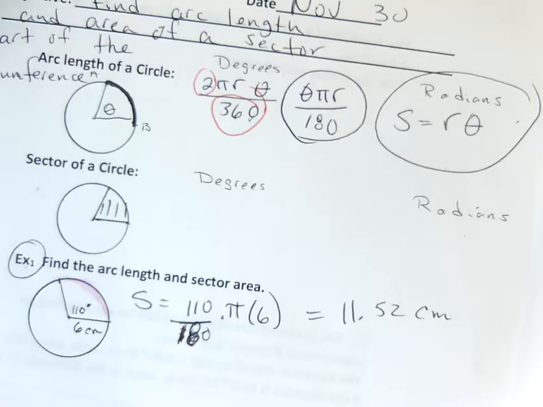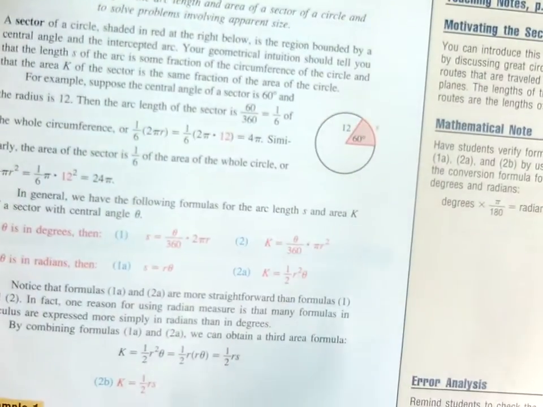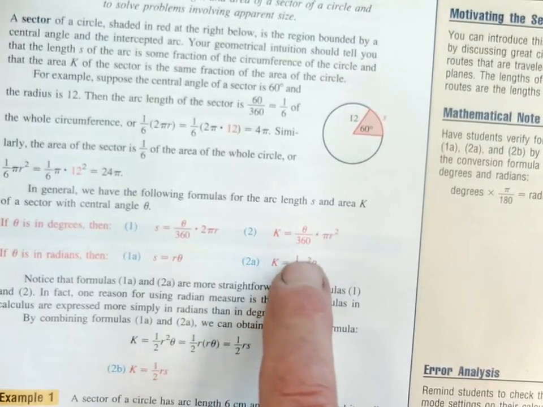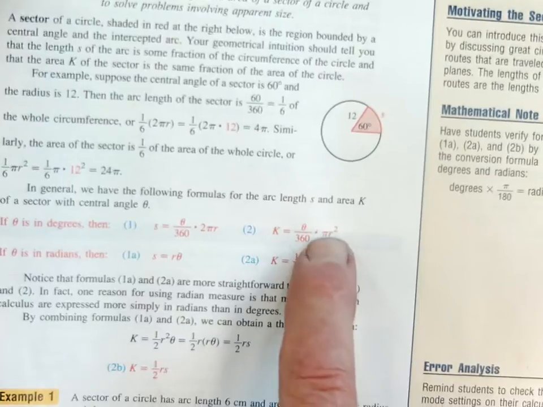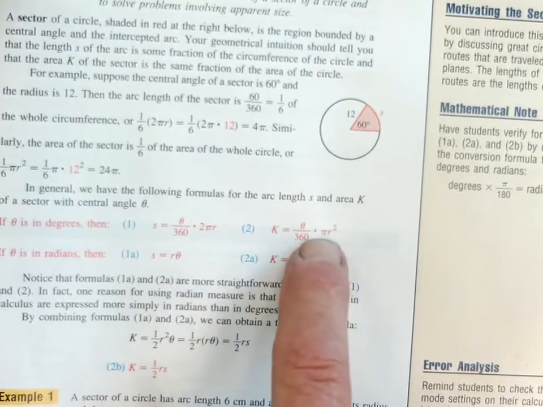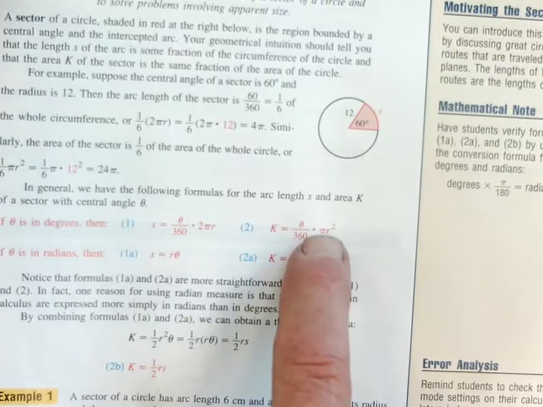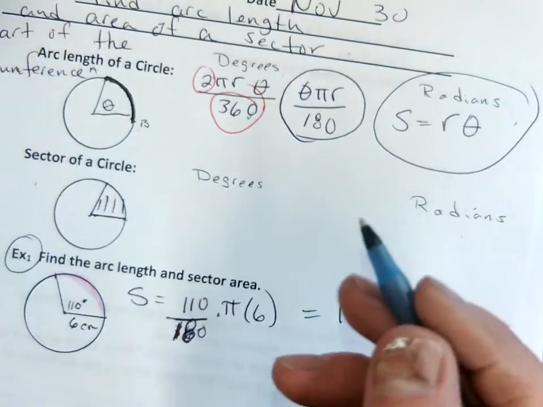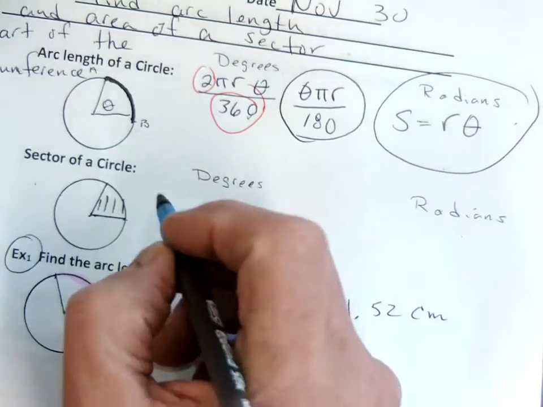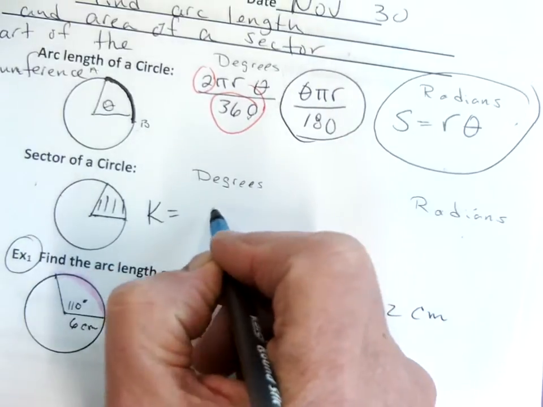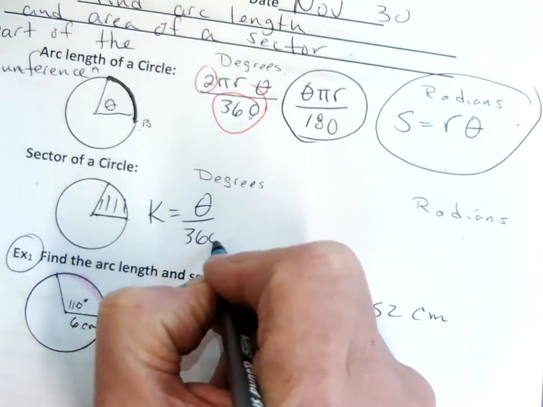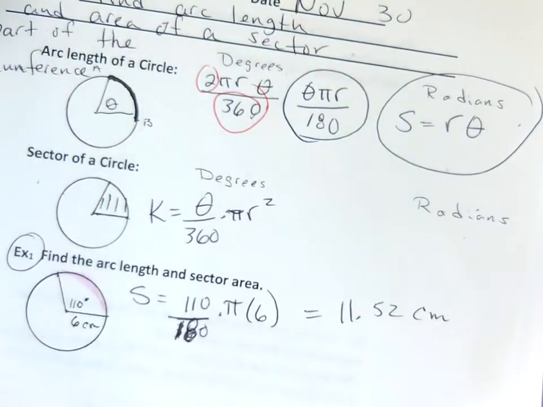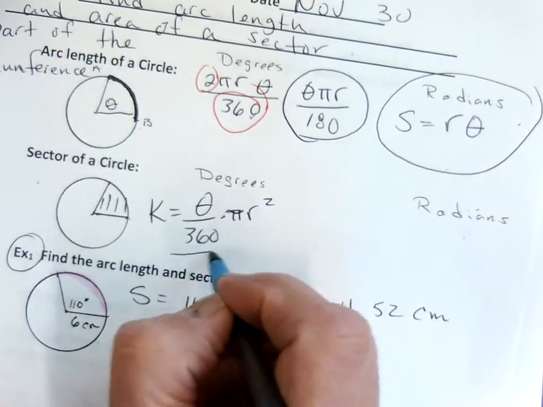So the sector of a circle, if it's in degrees, they like the symbol K. So again, it's what fraction of the circle, and then the area of a circle is pi r squared. Here's my area of a circle, and what fraction of that I have. So the formula makes sense to me. Pi r squared, area of a circle, and what fraction of that circle do you have? So as far as area, we'll go K is equal to theta over 360 times pi r squared. And they like the symbol K for area. I don't know. It's just the way it is.